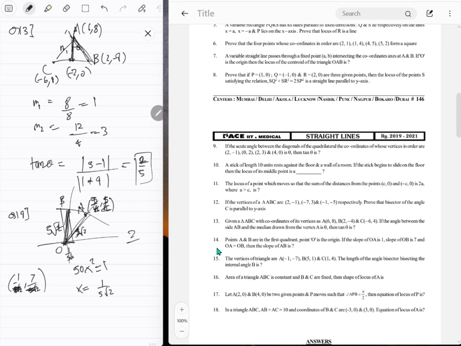It's 7 minus 5, which is 2, upon 1 minus 5, which is negative 4. It's negative 1 upon 2. That's it. Negative 1 upon 2 is the slope. Wait, did I say that? No. Oh, it's supposed to be negative 4 over there. Then it's correct. Okay, question number 14 is done.